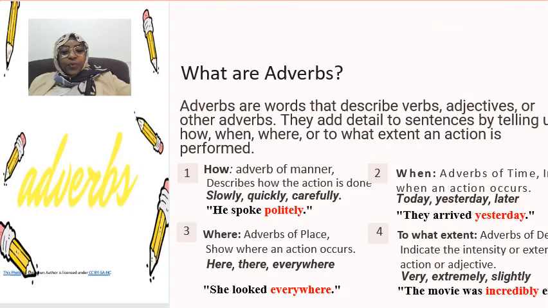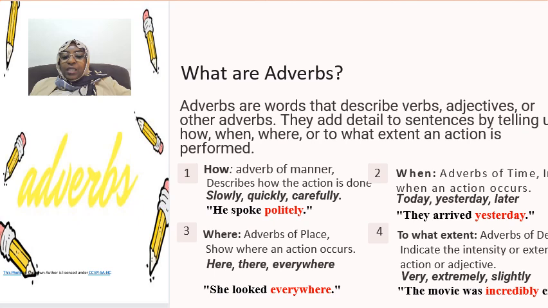So, let's know together what adverbs are. Adverbs are words that describe verbs, adjectives, or other adverbs. They add detail to sentences by telling us how, when, where, or to what extent an action is performed. So let's see, everyone.